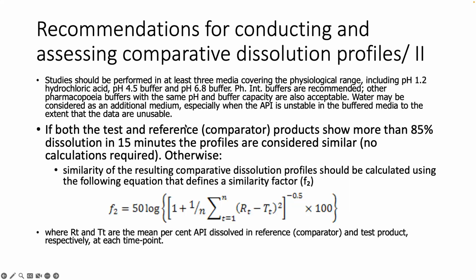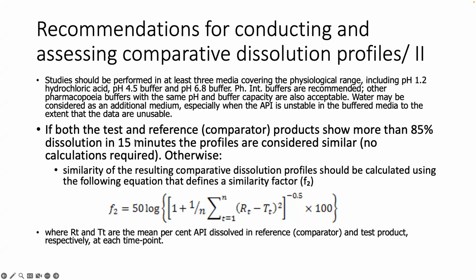So those studies should be performed in at least 3 media, like we mentioned earlier on: 1.2, 4.5, and 6.8 buffer, right? And the recommended buffers are stated in the pharmacopoeia, right? If both the test and reference products show more than 85% dissolution at the critical point, 15 minutes, then the profiles are considered similar.